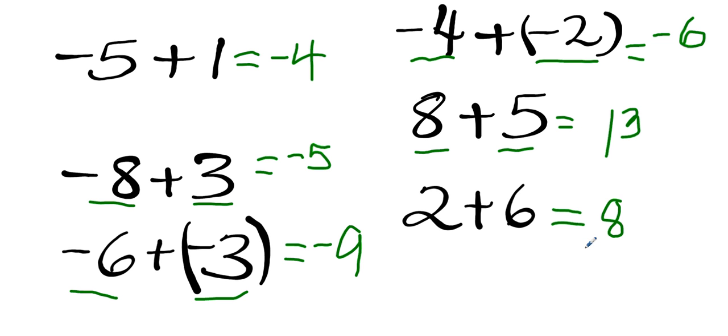All right, so remember, when we're adding integers, if the signs are the same, we're going to add those numbers together and keep the sign. However, if our signs are different, we're going to subtract those numbers, and we're going to take on the sign of the number with the highest absolute value.